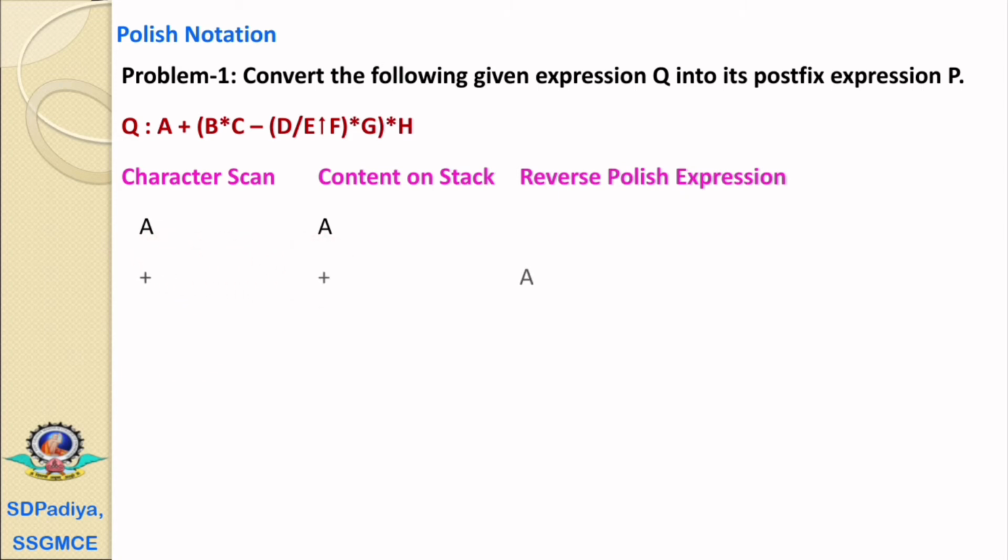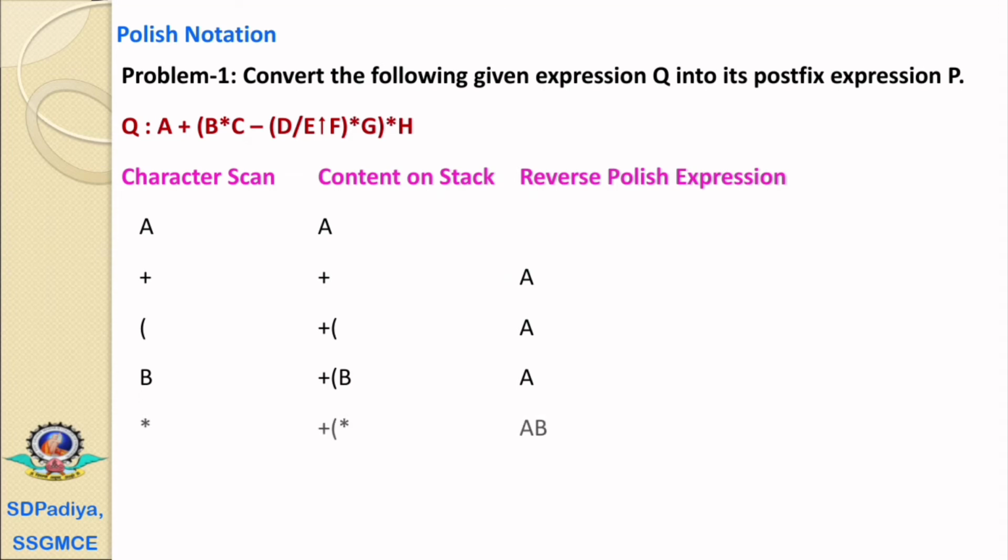The next is plus. The plus is an operator, that's why we have pulled the operand from the stack to the expression, and we have pushed this operator on the stack. The next is the open parenthesis, that's why we have pushed it on the stack, that is plus and open parenthesis, and the reverse Polish expression is capital A. The next is capital B. It is an operand, that's why push it on the stack.